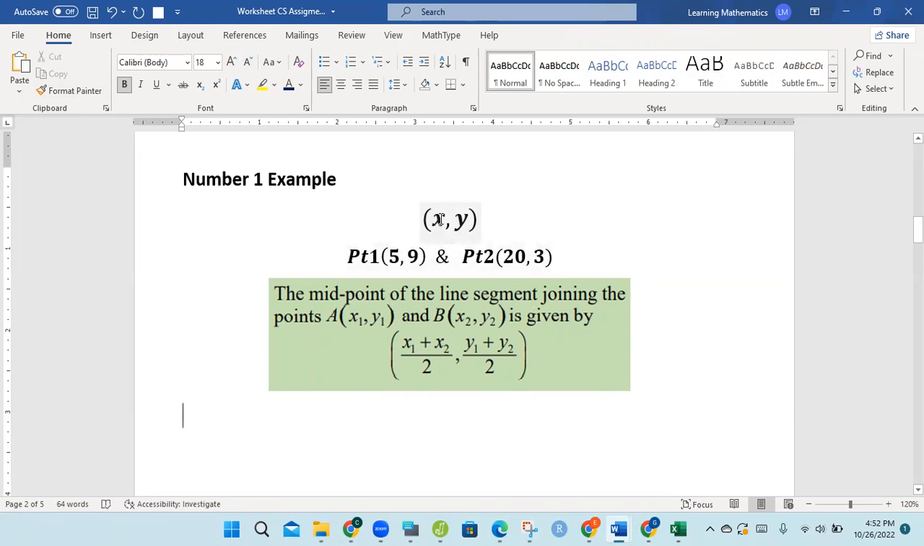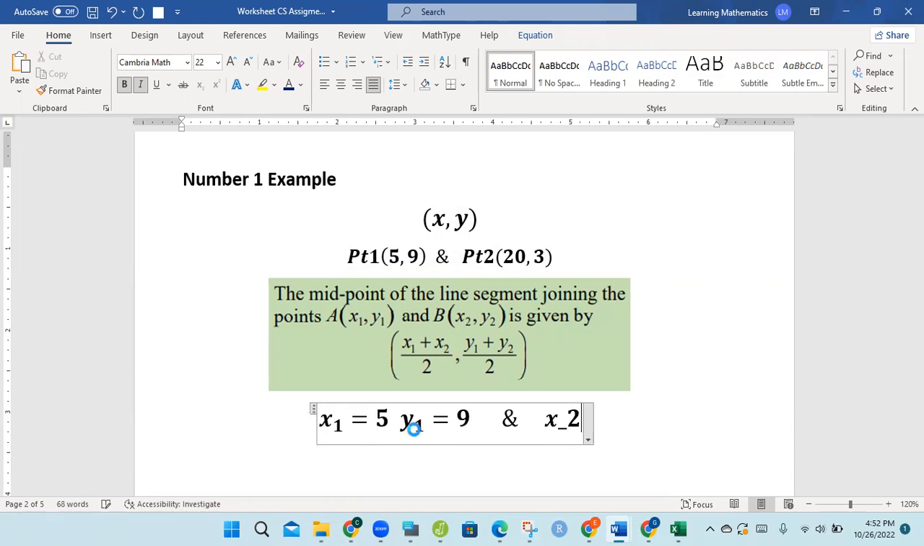So therefore, x1 will be equal to 5, and y1 will be equal to 9. And x2 will be equal to 20, and y2 will be equal to 3.